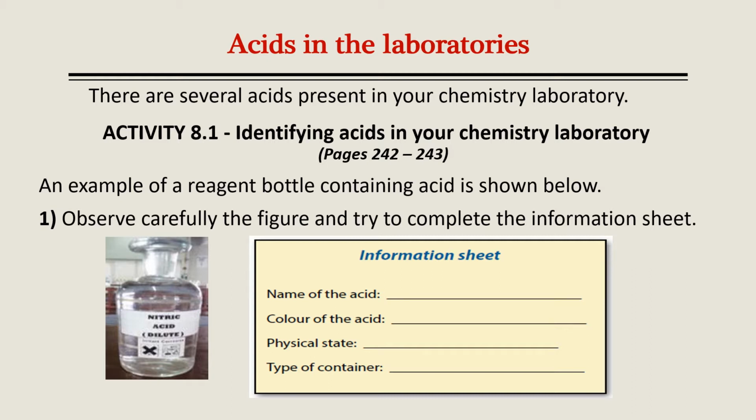The name of the acid is nitric acid. The acid is colorless. The physical state of the acid, it is a liquid. The type of container in which the acid is. You can say it is a glass container or a glass bottle.